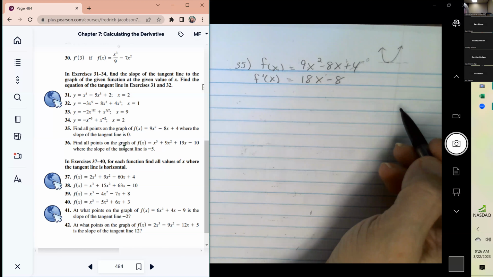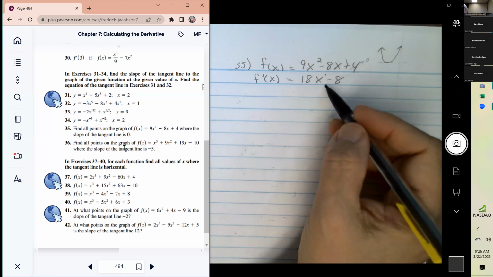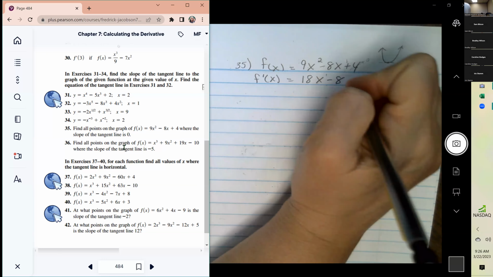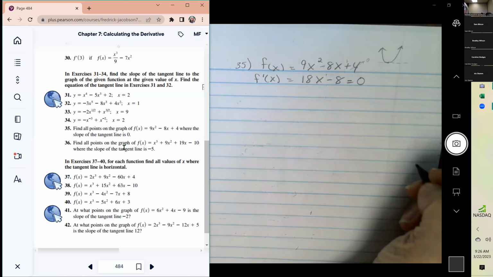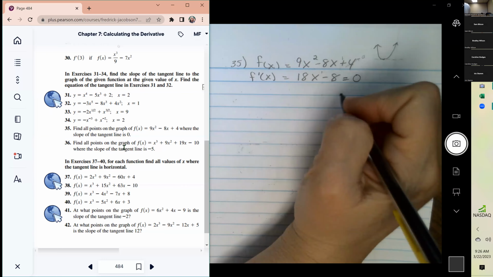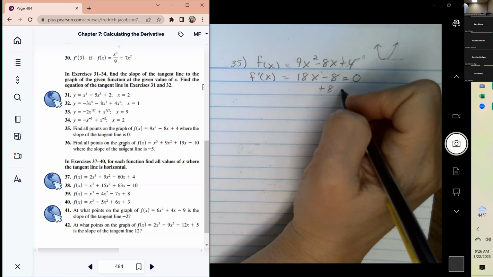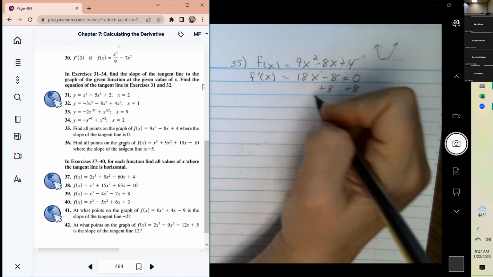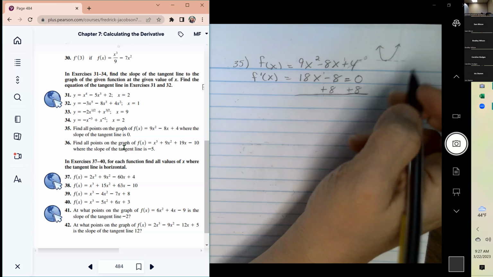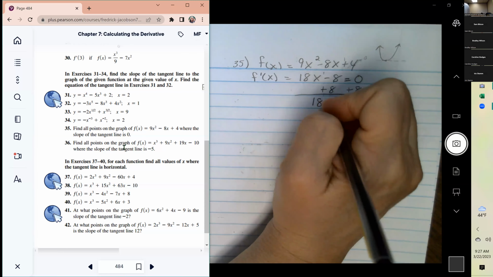So if you want to see where the slope of your tangent line is 0, you take the derivative, because now this is the slope of the tangent line, and we want to know when it equals 0. And then just solve. Add the 8. Now this is x to the first, so we can just get x by itself. If it was squared, you'd need to factor or quadratic formula.